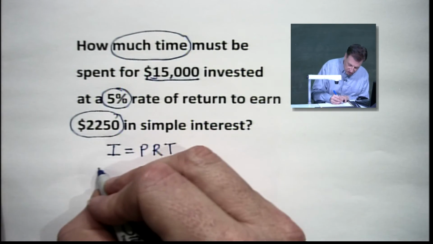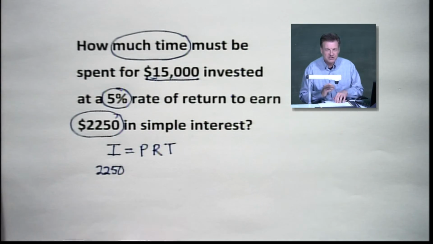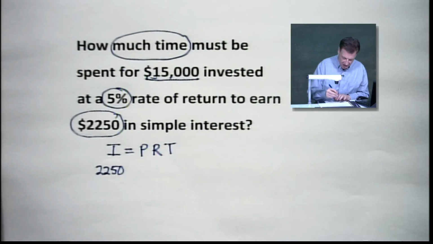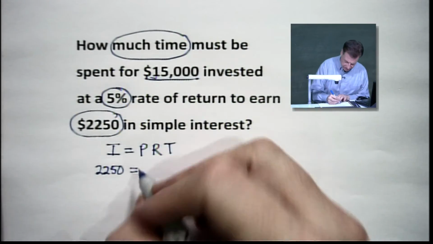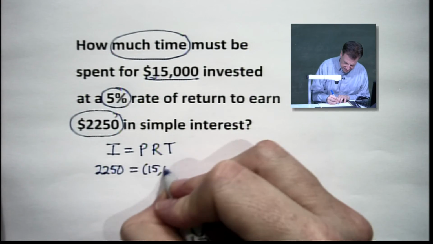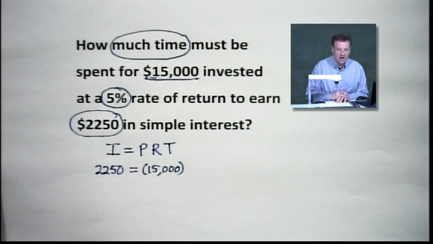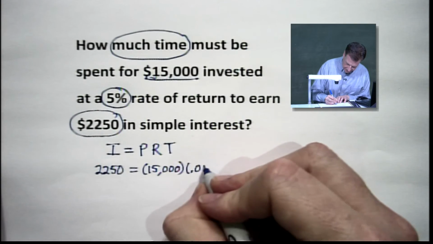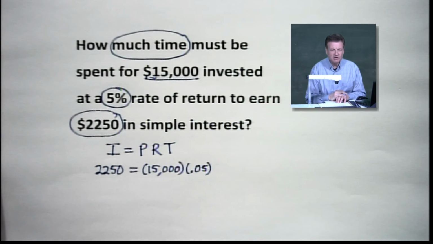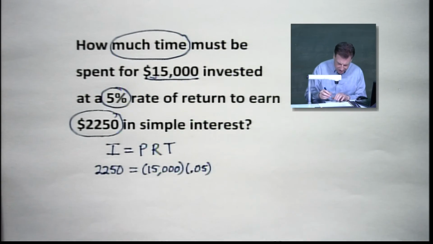So the information that we know, 2,250. Pop it in there, substitute it right there, okay? You're going to look for P? No, we got P. We got principal. Oh, goodness. So we got 15,000 right there. We also have a rate. Put it in there. Every bit of information you know, put it in there.